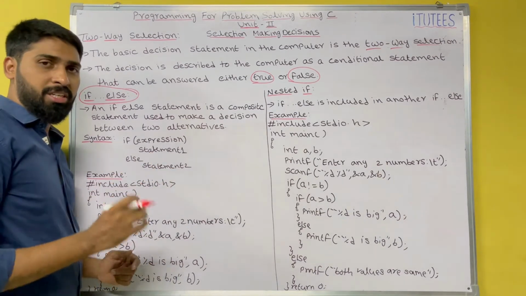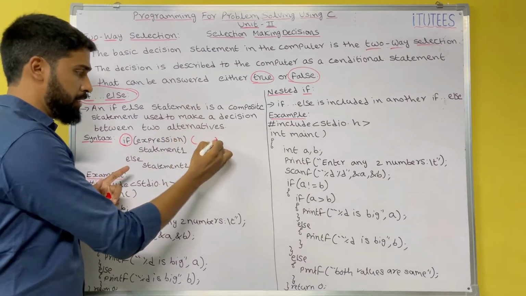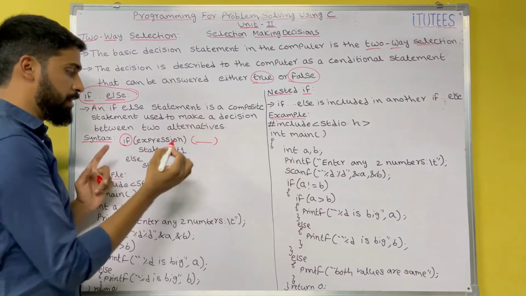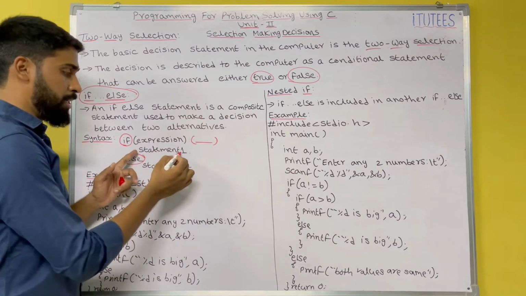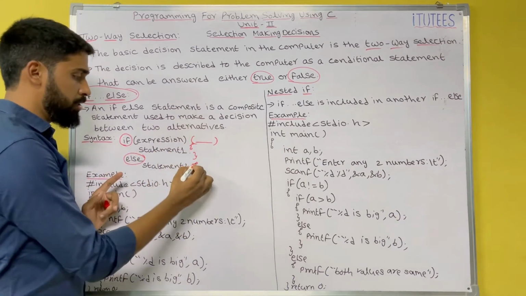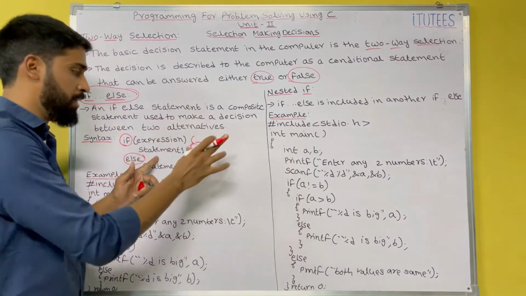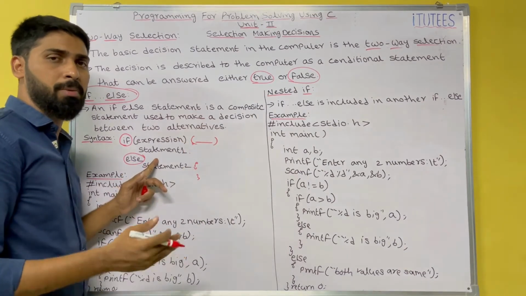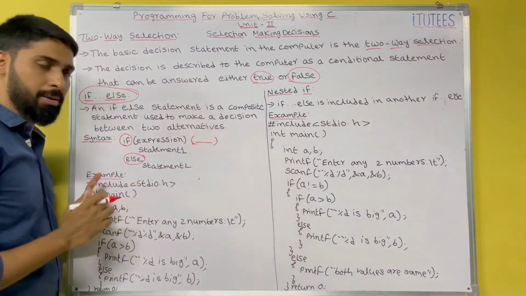Coming to the syntax, you write if, then in normal brackets you write the condition. Then statement 1, else statement 2. In the if part you write a block of instructions, and in the else part also a block of instructions. If you write only one statement, there is no need of braces. If you write more than one statement, then you use braces. Now let us see one example.